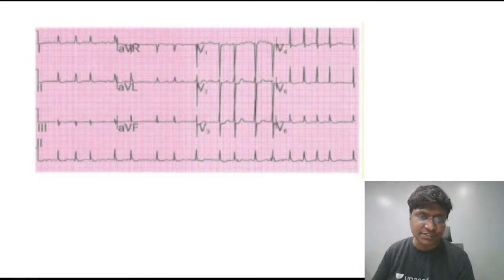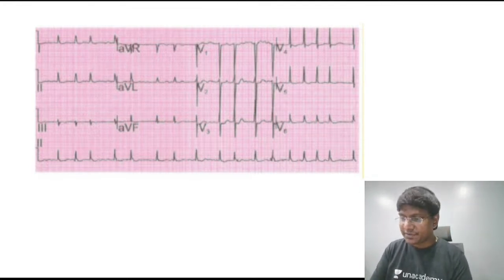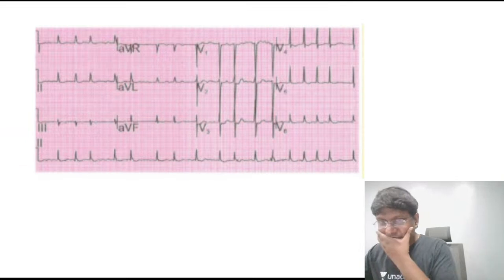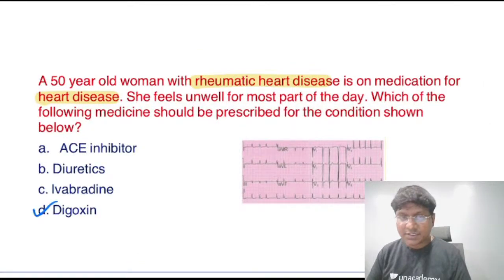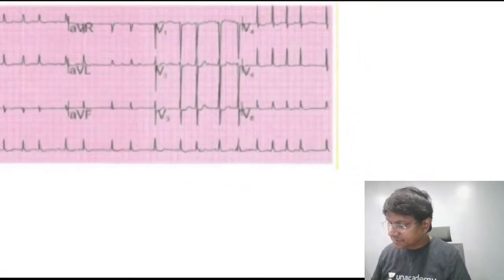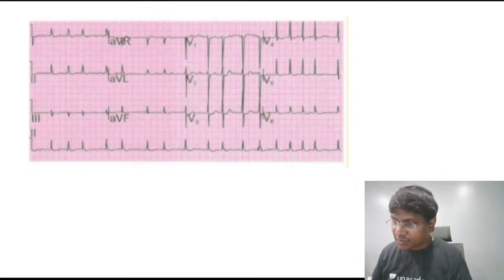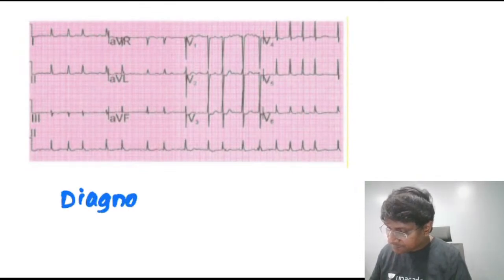ACE inhibitor, first option. Diuretic, second option. Ivabradine, third option. Fourth option, digoxin. What is it that you want to give in this patient? Okay, good. So what you have to give in this individual is the digoxin. Why do you have to give digoxin? This patient, can anyone tell me what is the diagnosis of this ECG? Now, what is the diagnosis?